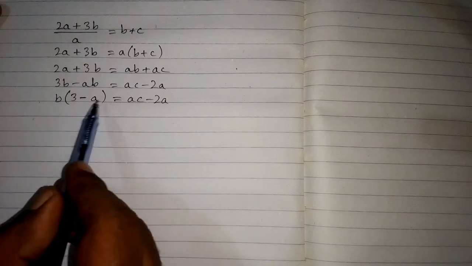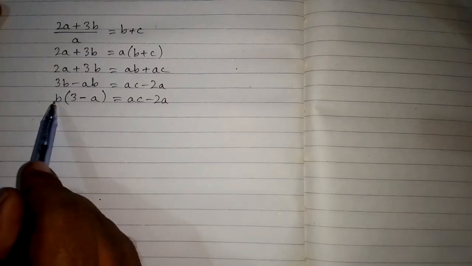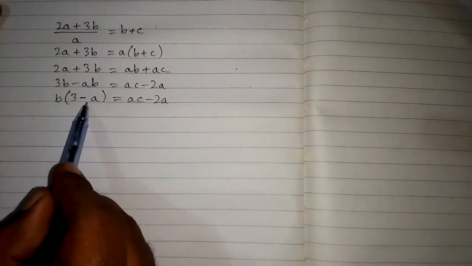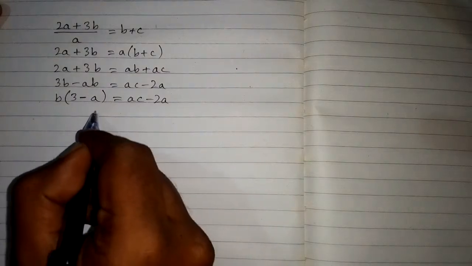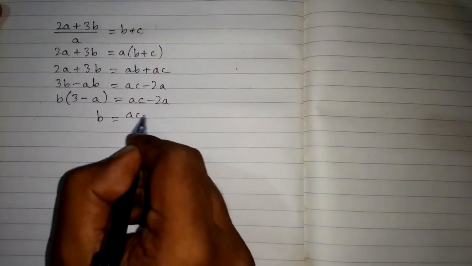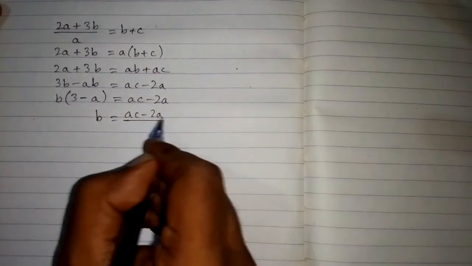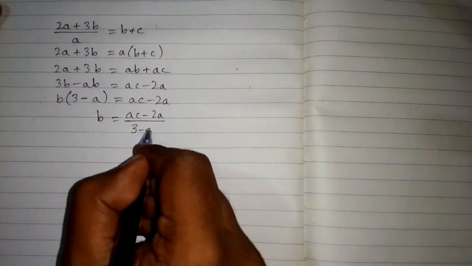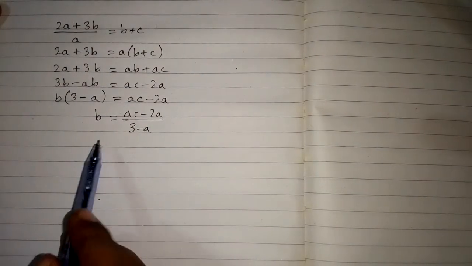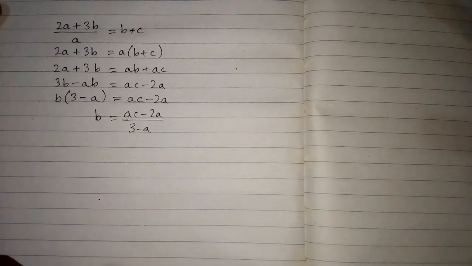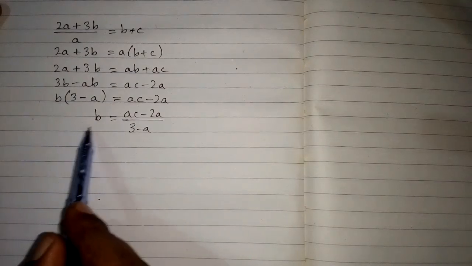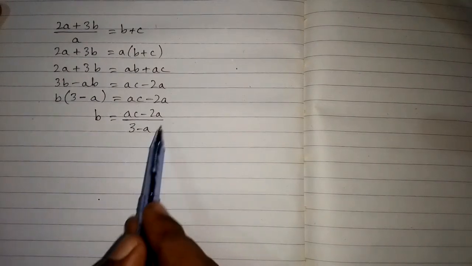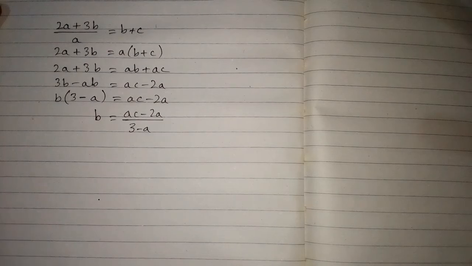Now since 3 minus a is multiplying by b, when we take 3 minus a to the other side it will divide ac minus 2a. So we have b equals ac minus 2a upon 3 minus a. So now we have b as the subject of the equation because b is on one side of the equation and all the other variables are on the other side of the equation.